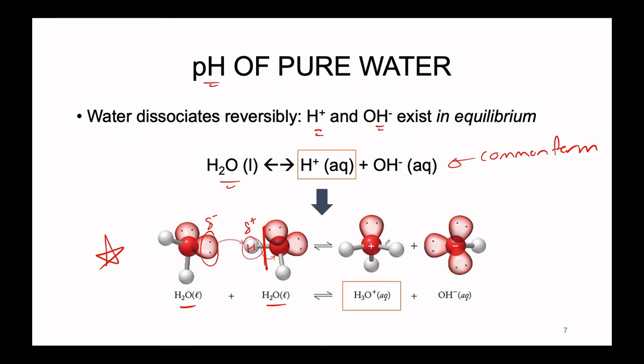The hydrogen then will now reform a bond with the oxygen on the right, creating this H3O plus hydronium ion. Hydronium. H plus and H3O plus colloquially are interchangeable. They represent the same species. That's why I have them boxed here. The other remaining species then is going to be our OH minus.